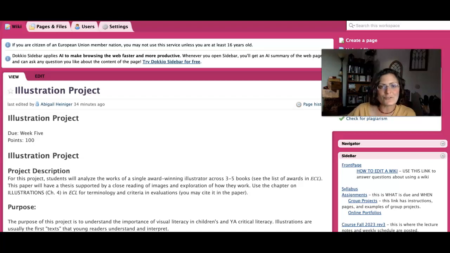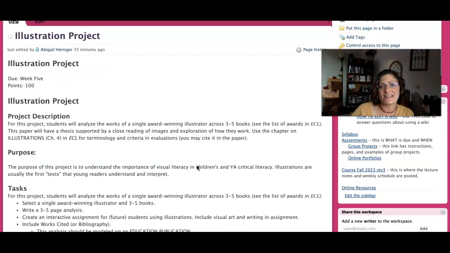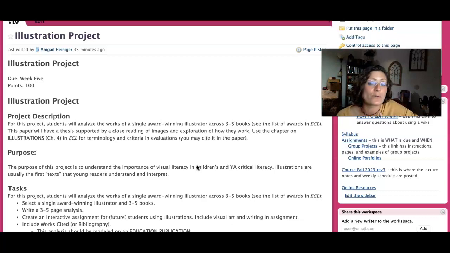So let's go over the illustration project. This is about critical literacy and illustrations. In order to get a handle on what this means, each of you will be looking at the illustrations of one award-winning illustrator. Whether that's Ezra Jack Keats, Caldecott winning, or if you'd like to bring up another one, we can talk about it, please let me know.